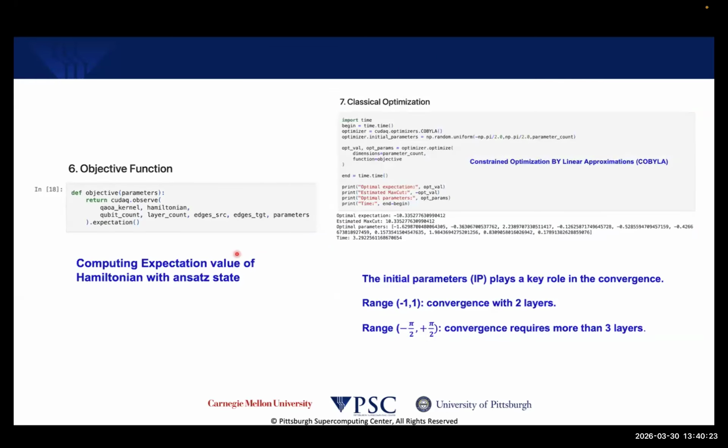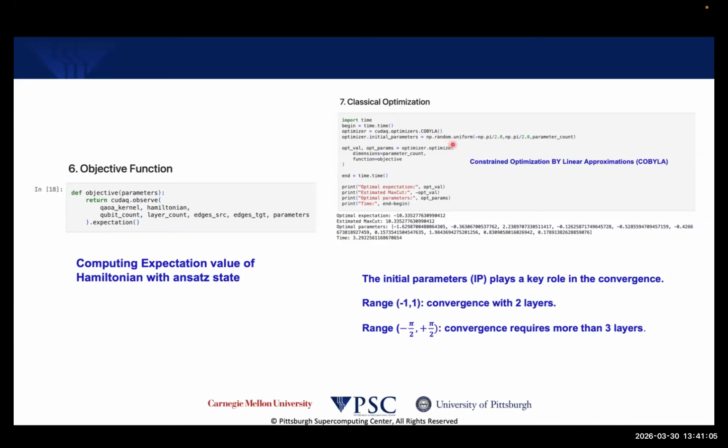So this is how you define the objective function in CUDA-Q. We simply use the cudaq.observe function with the kernel followed by the Hamiltonian, and then we list the parameters as arguments of this kernel. And once we build that object, we can invoke the expectation method to get the expectation value of the Hamiltonian. And for classical optimization here, we can use the cudaq optimizers module. And here I have used the constrained optimization by linear approximation method.